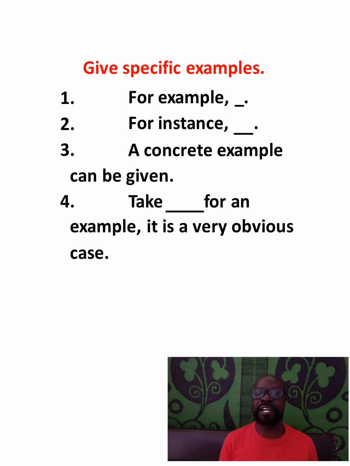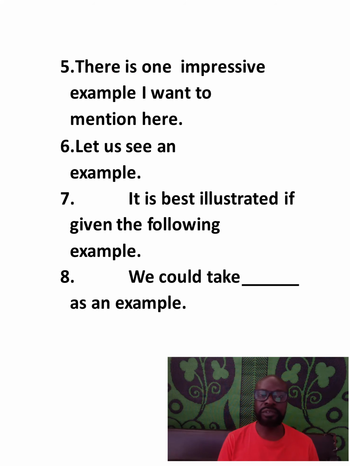Number one, for example. Number two, for instance. Number three, a concrete example can be given. Number four, take dash for an example. Number five, it is a very obvious case. I'm going to give you an example using that, and you will learn how to use this in a sentence. I'm not yet done. There are other phrases. Number six, there is one impressive example I want to mention here.